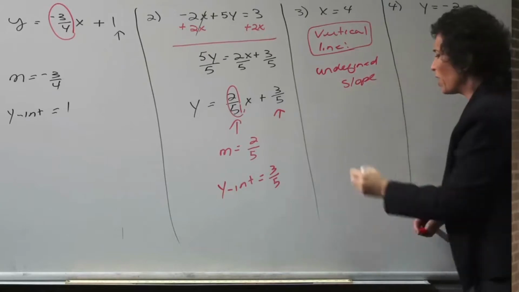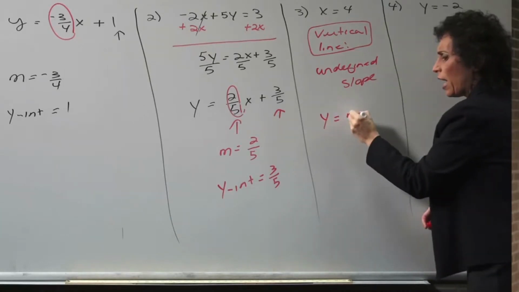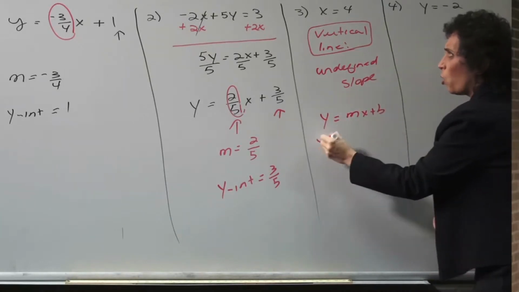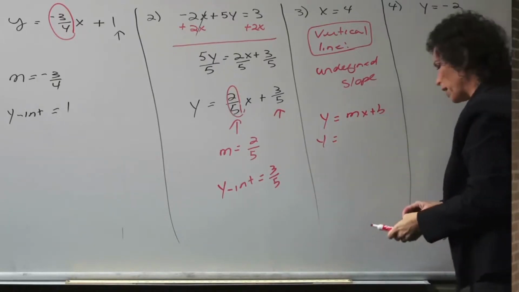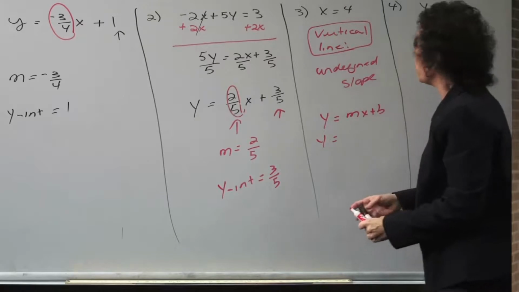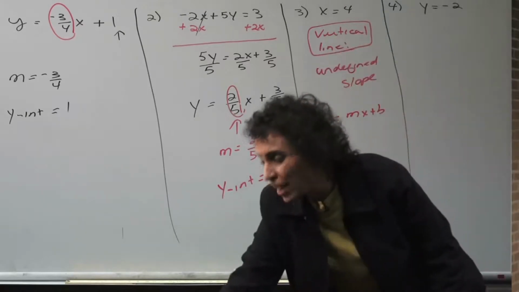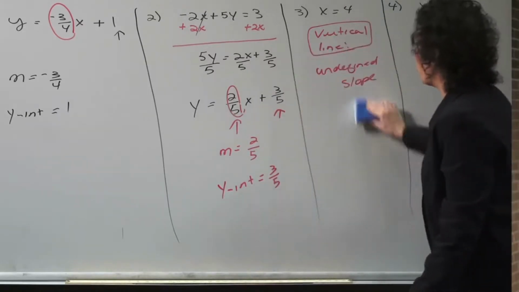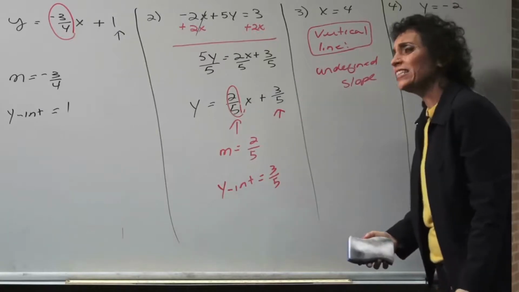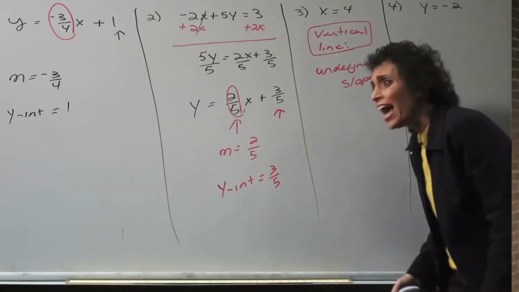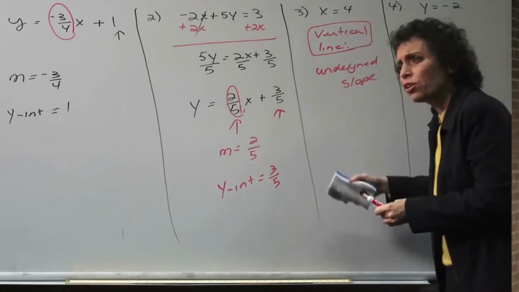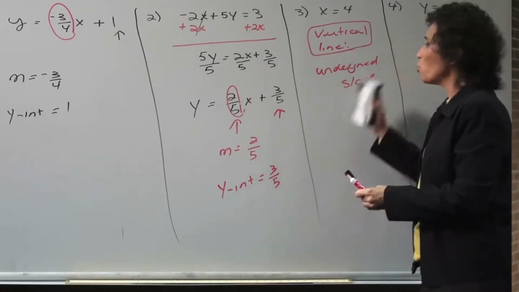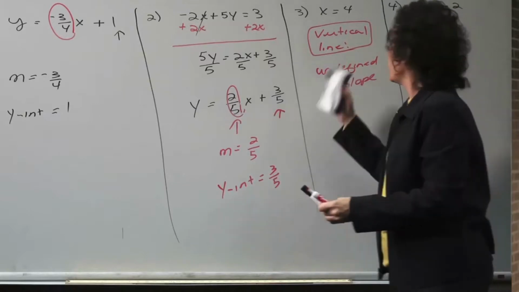So think about it. How would I write that? y equals mx plus b. y equals undefined x? That makes no sense. So that's why I can't solve this for y, because it's a vertical line. Now, let's talk about the y-intercept. The y-intercept occurs when x is 0, and x can't be 0. x has to be 4. So this has no y-intercept.